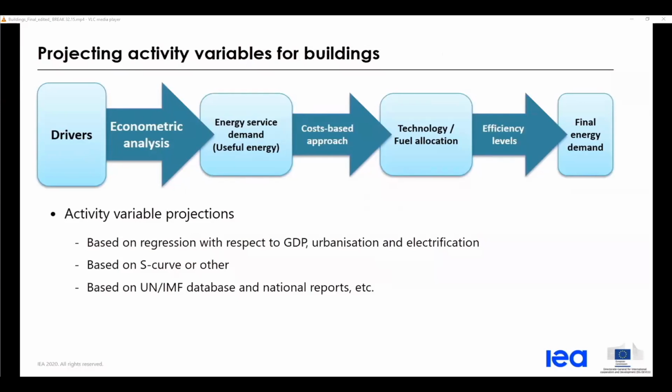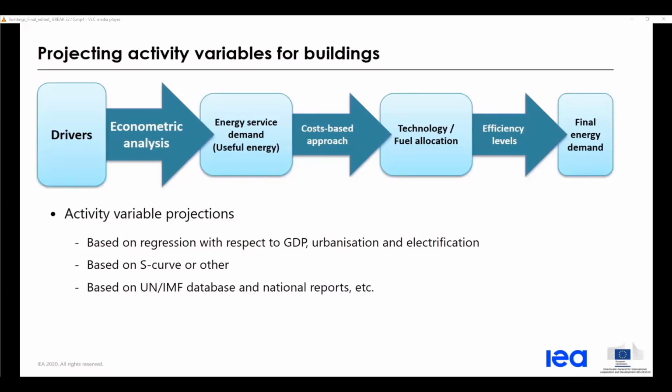Before looking in detail at drivers and different methodologies to estimate them, you can see here the general structure for modeling end-use sectors. So first, with the drivers and econometric analysis, we estimate the evolution of the energy service demand, or useful energy. Then, to meet the service demand, we allocate different technologies. And in the case of the world energy model, we use a cost-based approach to do this. Then, with the efficiencies of the different technologies, we can compute the final energy demand.